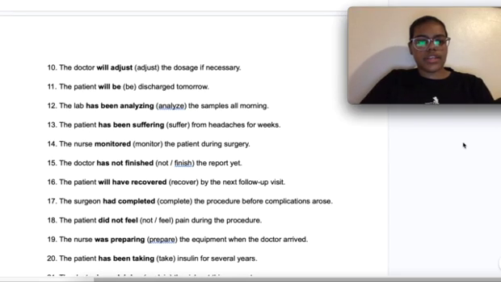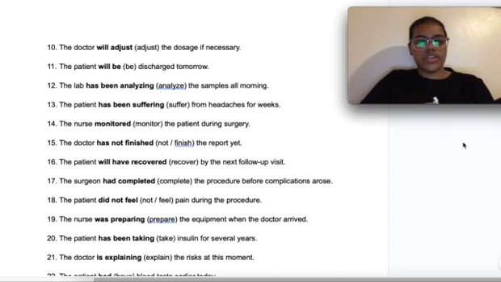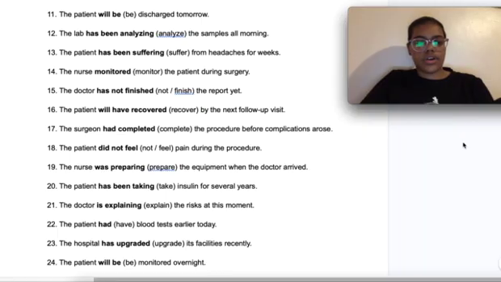12. The lab has been analyzing the samples all morning. 13. The patient has been suffering from headaches for a week. 14. The nurse monitored the patient during surgery. 15. The doctor has not finished the report yet. 16. The patient will have recovered by the next follow-up visit. 17. The surgeon had completed the procedure before complications arose.